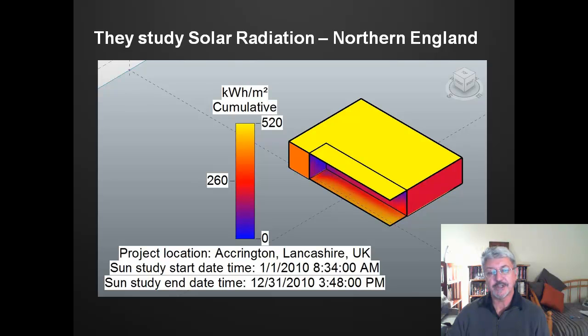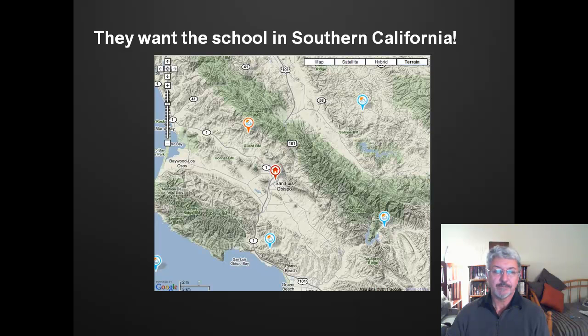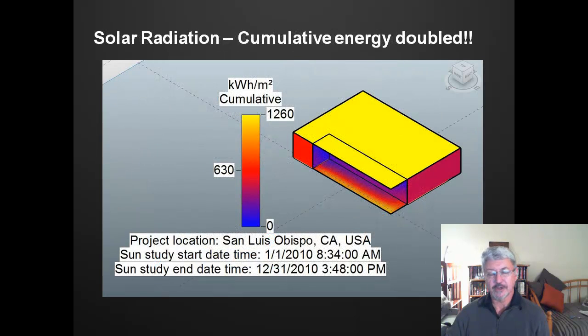So for example, these kids are able to say, well, in Accrington, Lancashire, this is the amount of energy that I would get, available cumulatively on the surfaces of my building, 520 kilowatt hours per square meter. Well, we can then have them change the location of the building, maybe move it to Southern California, pick a different location, and then click on the button to do the solar radiation again, and they learn what the impact is of the environment on the building that they're studying.